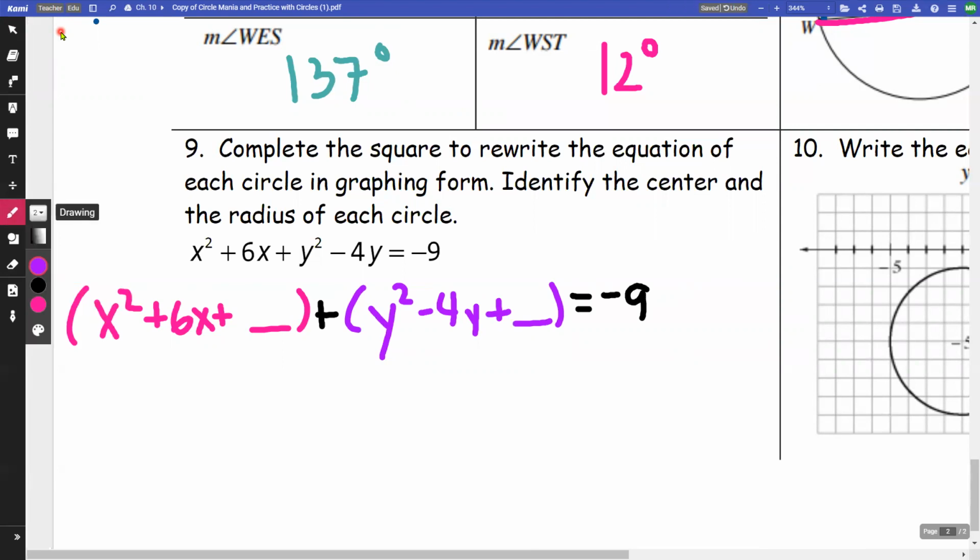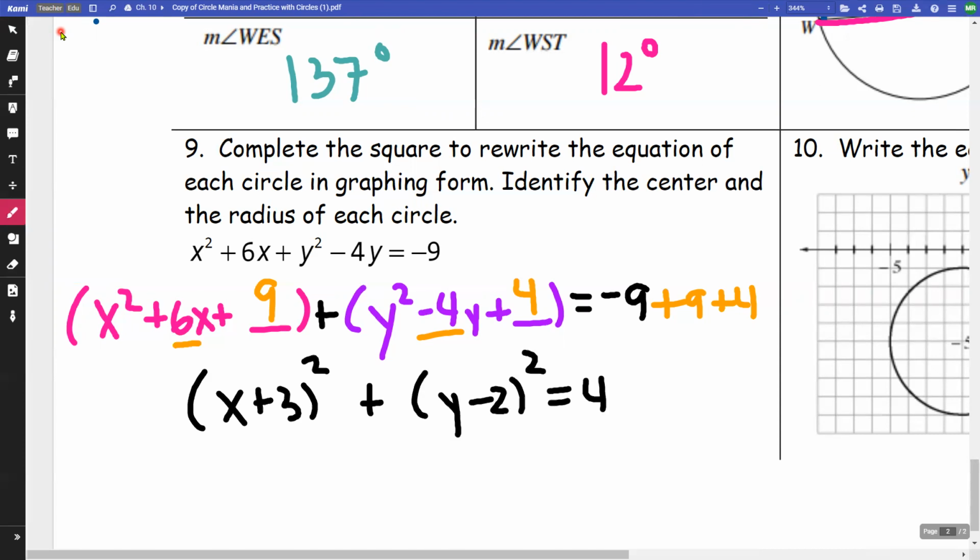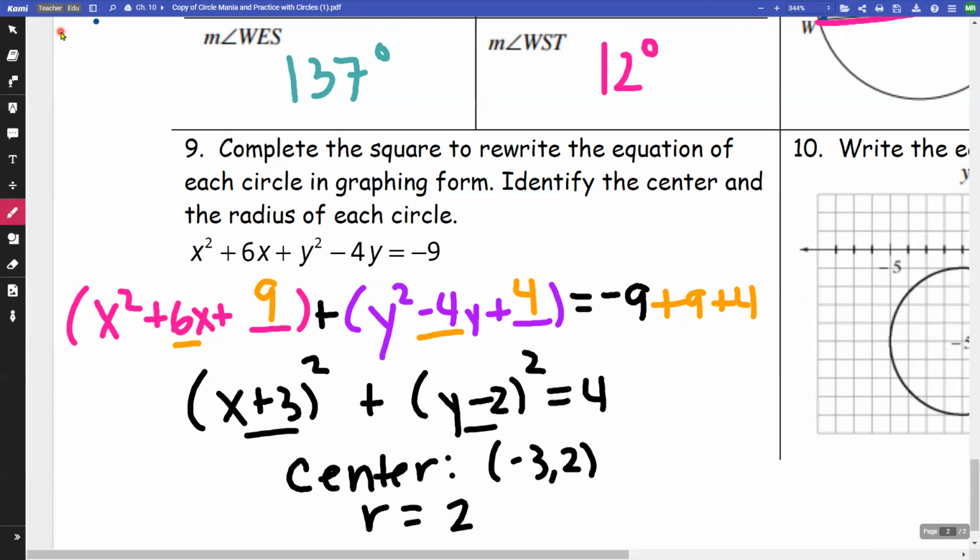And then I am going to be adding in to the first one, half of 6 is 3, 3 squared is 9. So I'm going to add 9. Half of -4 is -2, and -2 squared is 4. So I'm going to be adding 4. So I am going to end up with x plus 3 squared plus the quantity y minus 2 squared is equal to 4. So my center is -3, comma 2. And then my radius is the square root of that 4, which is 2.